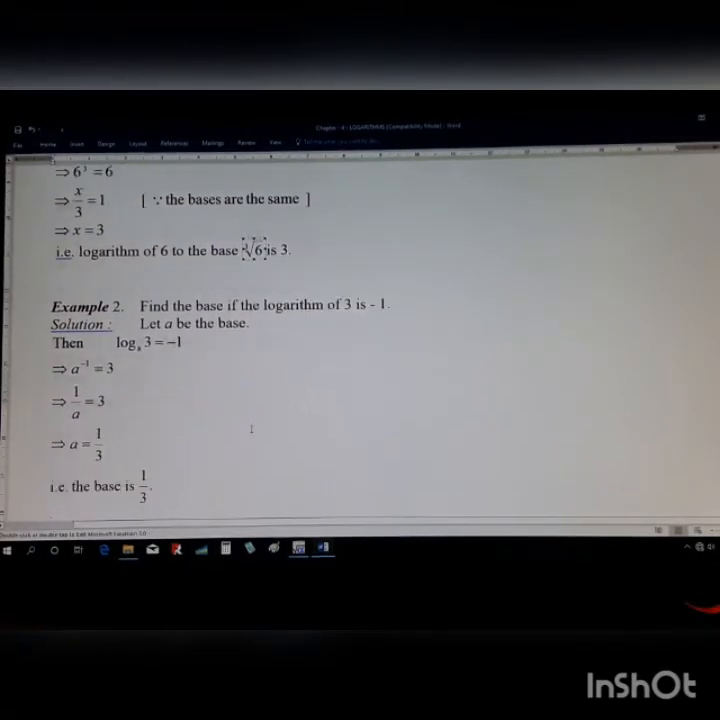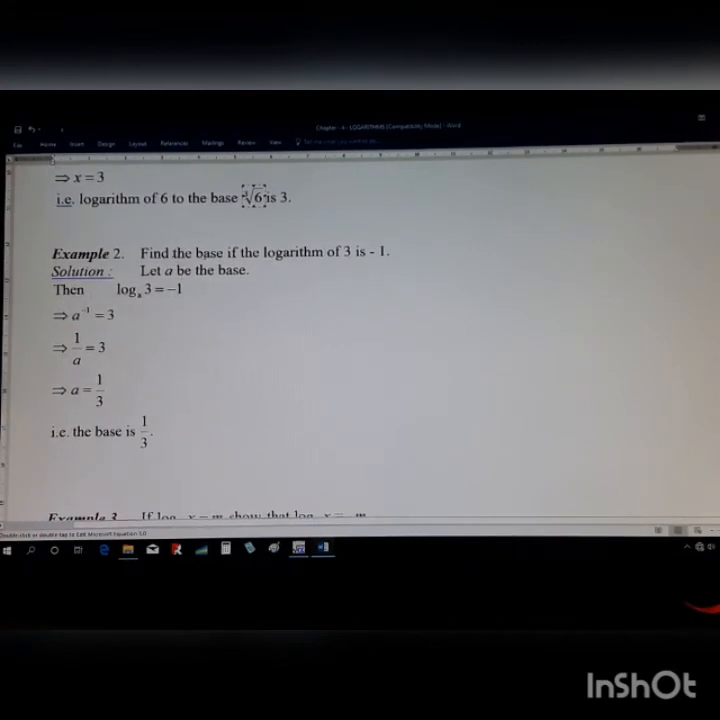Now let's go to this example 2. Find the base if the logarithm of 3 is minus 1. So we have to find the base. So let a be the base. So the logarithmic form of the given expression will be log of 3 to the base a is minus 1. This is according to the question given here.